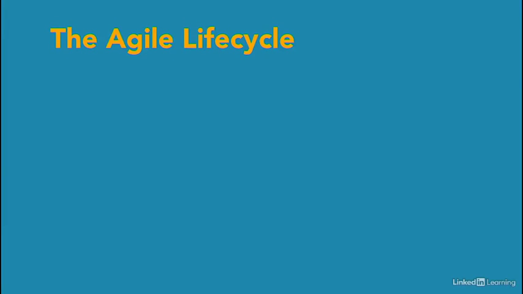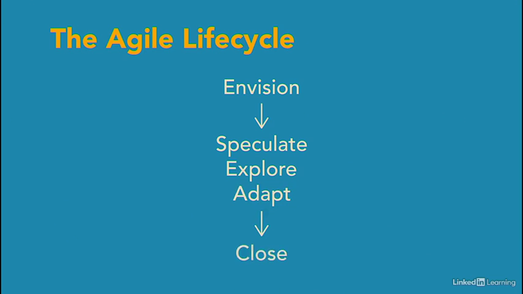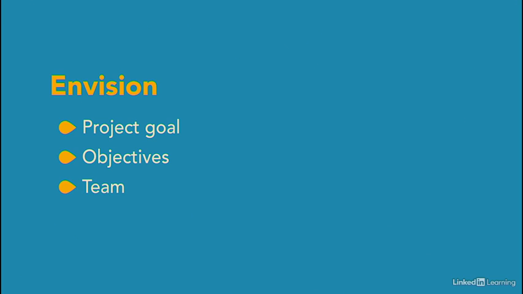The Agile project management lifecycle is made up of 5 stages: envision, speculate, explore, adapt, and close. The envision stage is the start of your project, when you and the customer envision what you're going to deliver. You define the project goal and objectives and figure out who you need on your team. You also set up the guidelines for how you'll run the project.